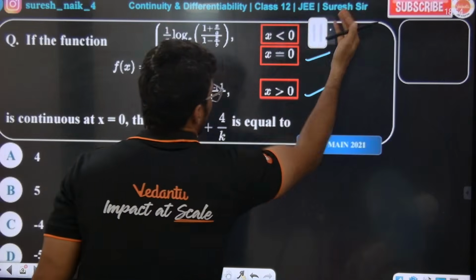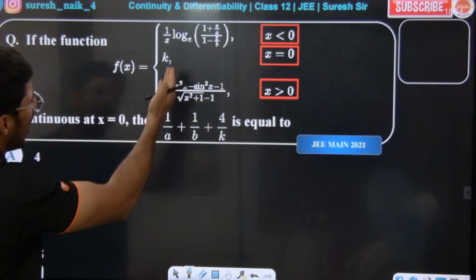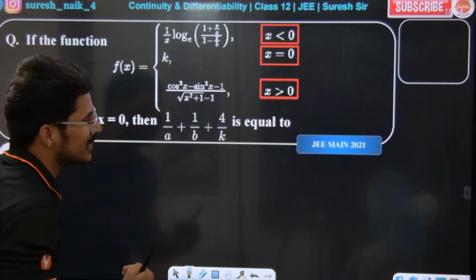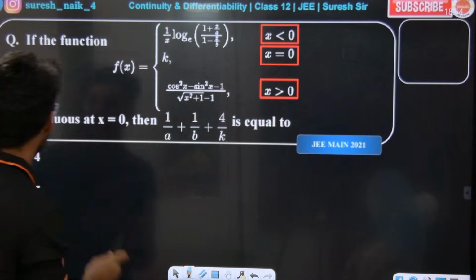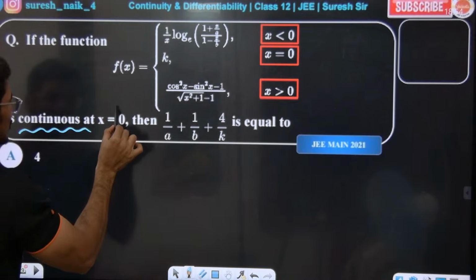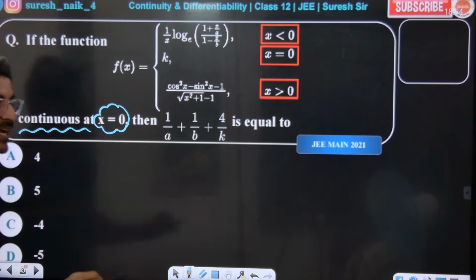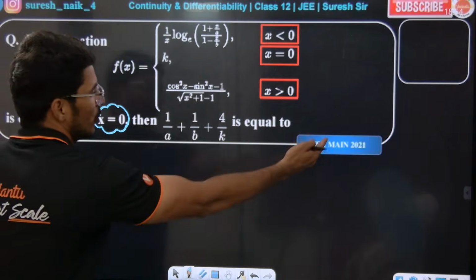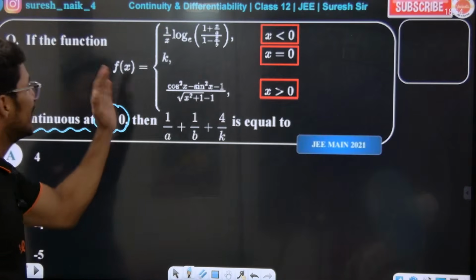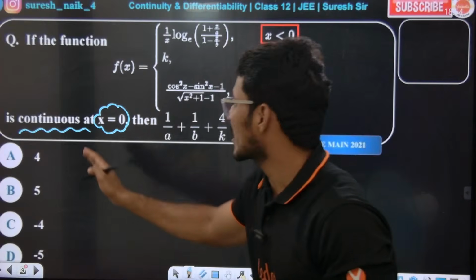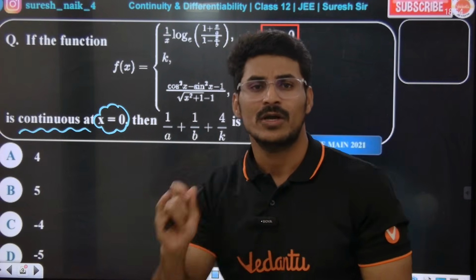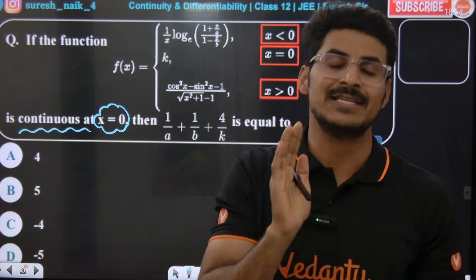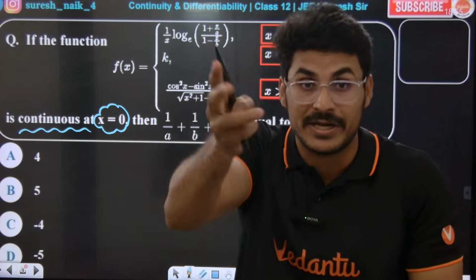Sir, I don't understand the question. It looks very scary, sir, with 1, 2, 3 branches. Oh, Chintu, look, they say this is continuous at x is equal to 0. Continuous at x is equal to 0, then the value of 1 by a plus 1 by b plus 1 by c, JEE 2021. They will be giving a very big function and they will say continuous at some point. What to do? LHL, RHL and functional value, all three must be equal and finite.